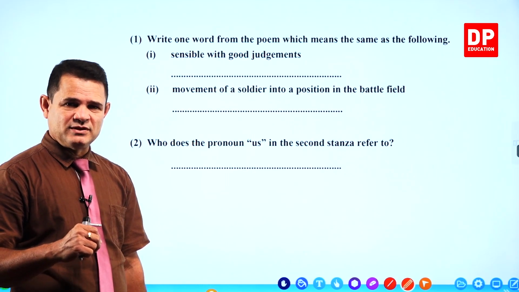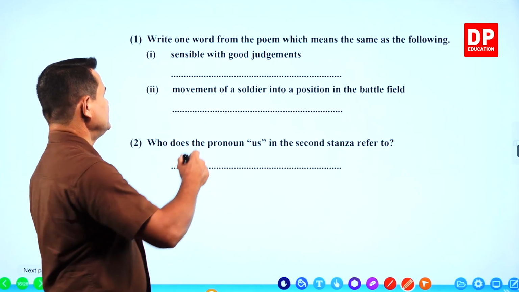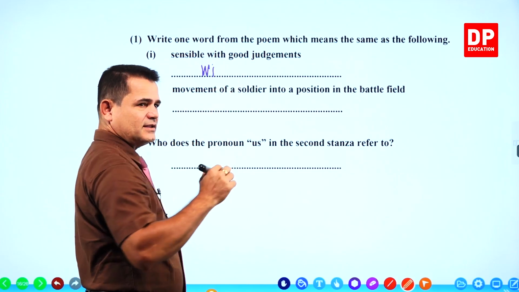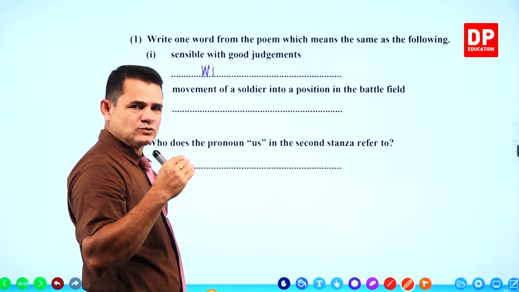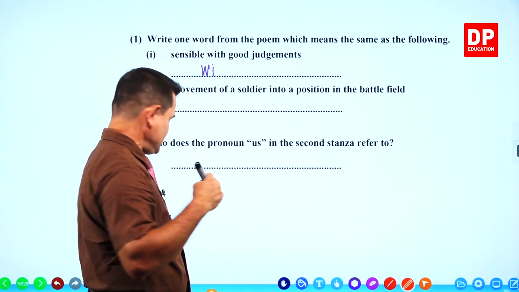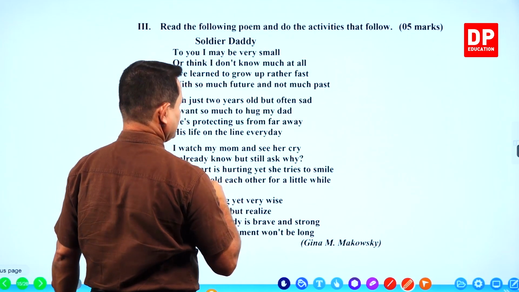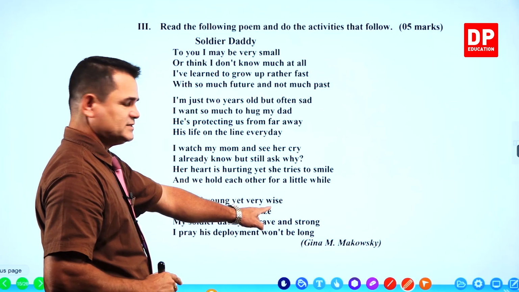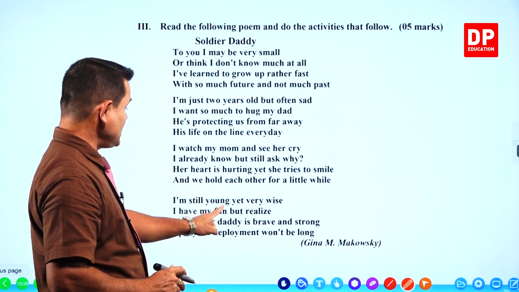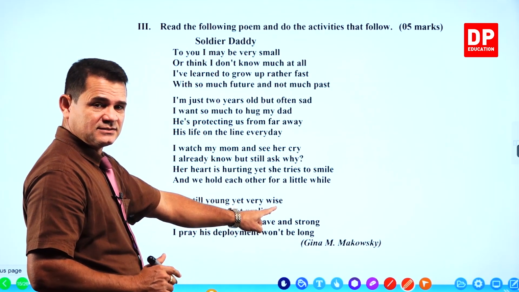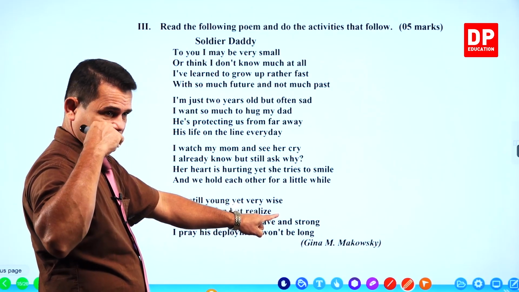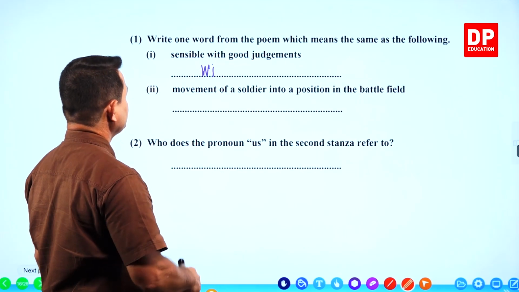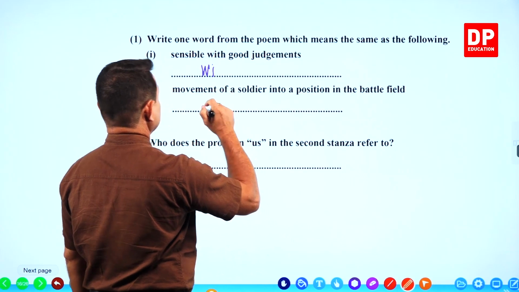I hope that you can remember the word wise. That is wise. Now he is telling that he is wise. I'll show you the word. Wise. I'm still young and yet very wise. Wise means sensible and with good judgment.